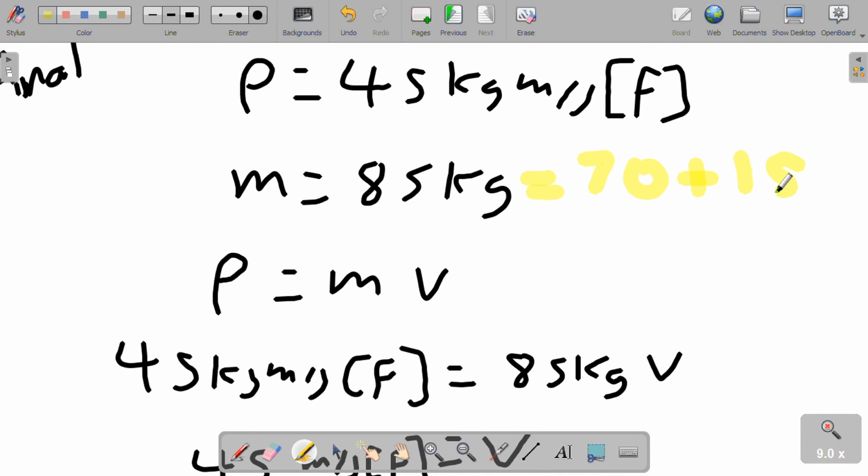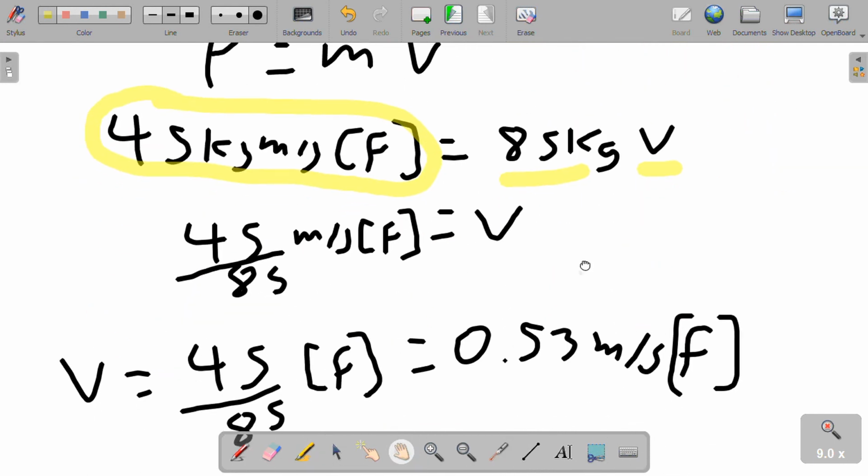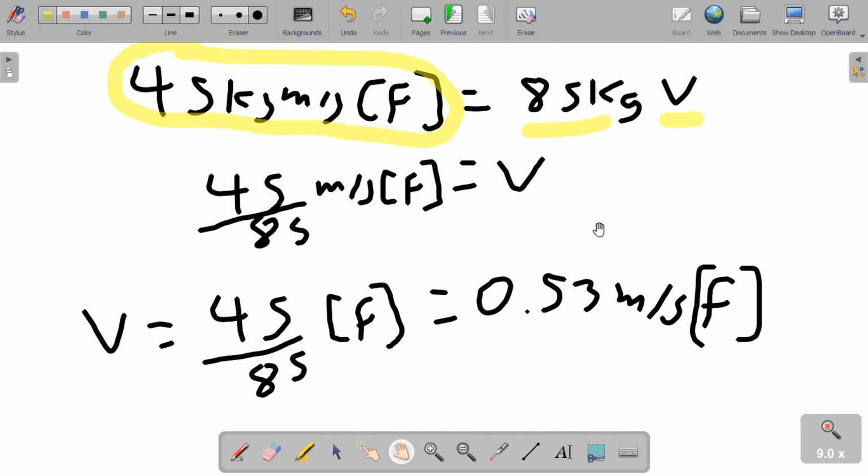And the product of that 85 kilogram mass and the unknown velocity was equal to the momentum. The momentum was, as we calculated from the initial conditions, 45 kilogram meters per second forward. So after doing a little bit of arithmetic, dividing by 85, well, I guess a little bit of algebra, we find that the velocity is 0.53 meters per second forward.